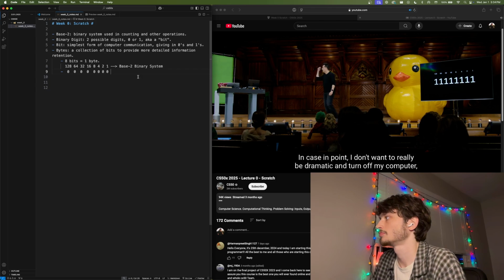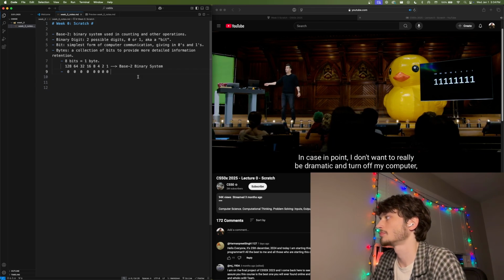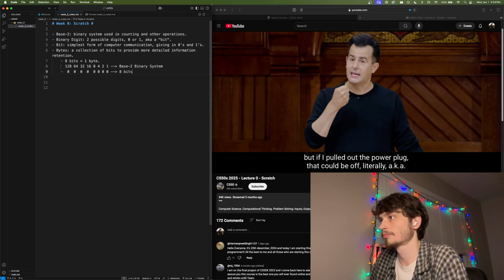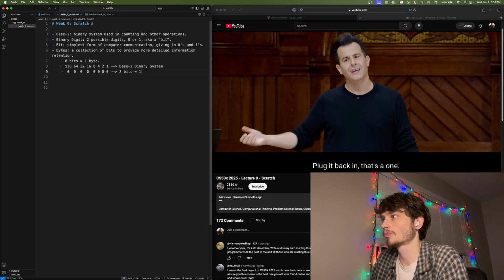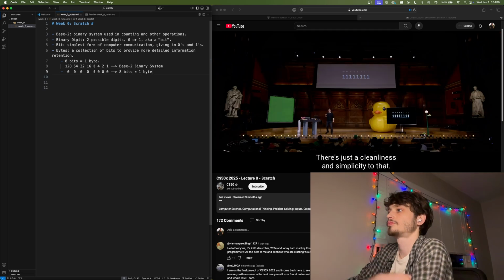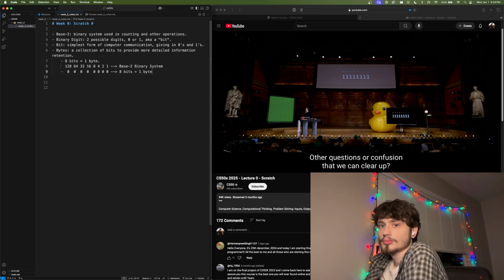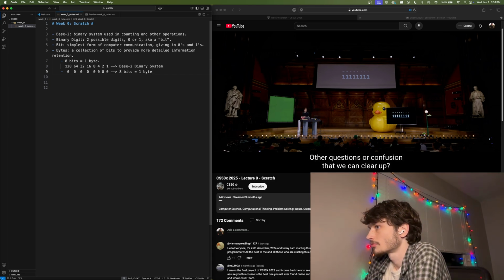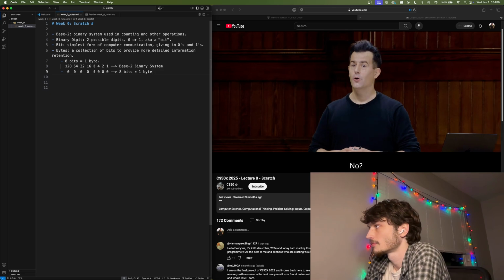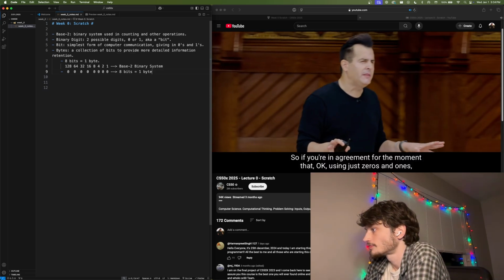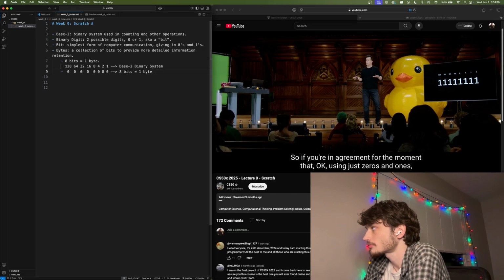And case in point, I don't want to really be dramatic and turn off my computer, but if I pulled out the power plug, that could be off, literally, aka 0. Plug it back in, that's a 1. There's just a cleanliness and simplicity to that. Other questions or confusion that we can clear up? No? OK.